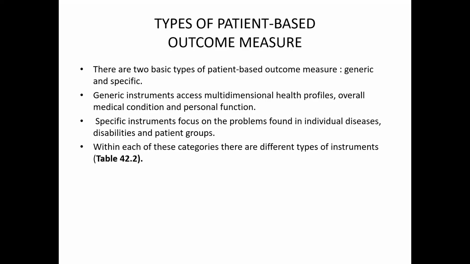So now we are discussing the types of patient-based outcome measures. What are the types? Two types are there, generic and specific. Generic is a multidimensional one, and specific is focused on a particular disease. Next.